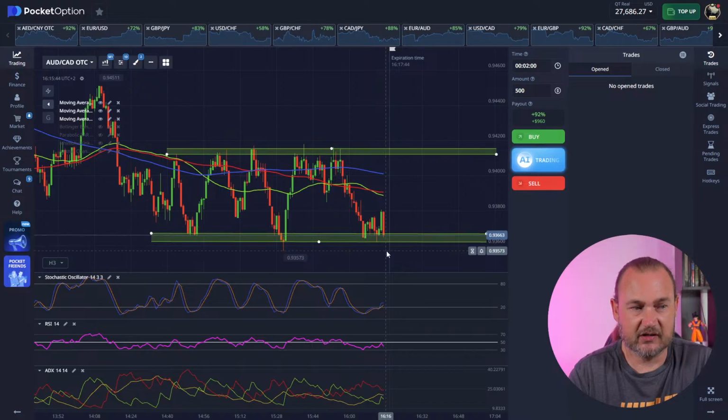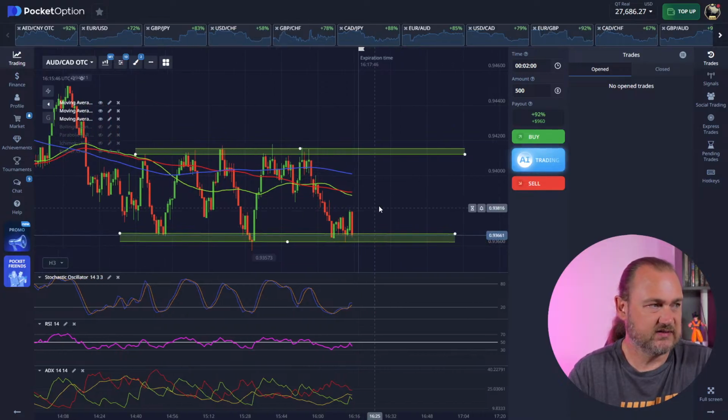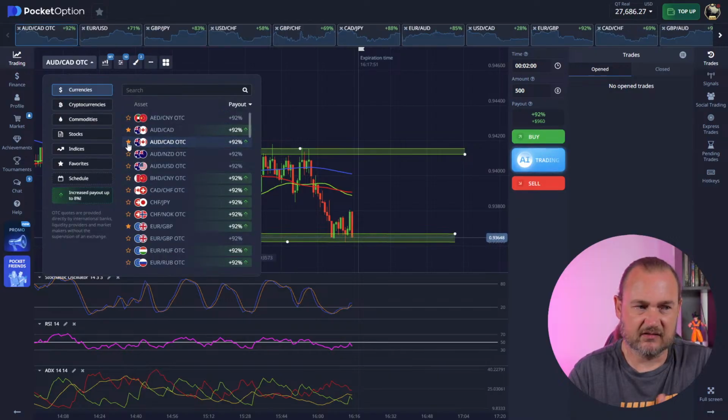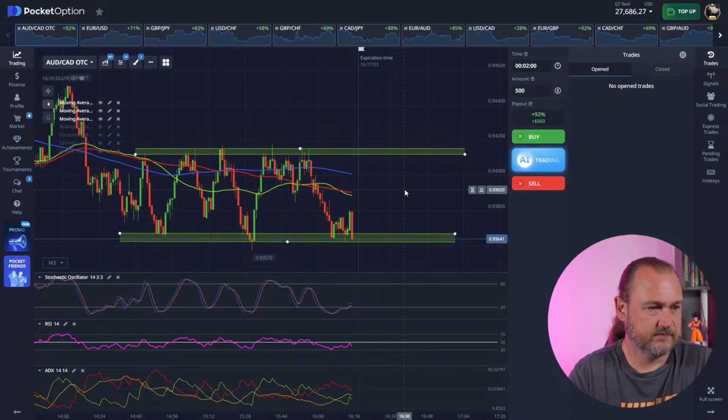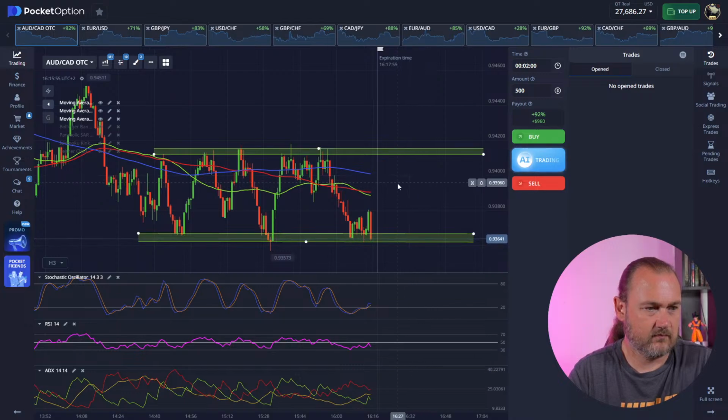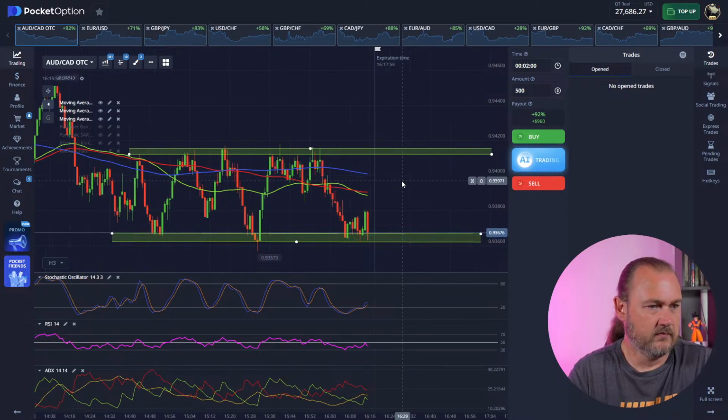Price can maybe break through support. We're going to have a look and see if that happens. Let's remove that and add this, because it's going to take another minute or two to play out. If it does.